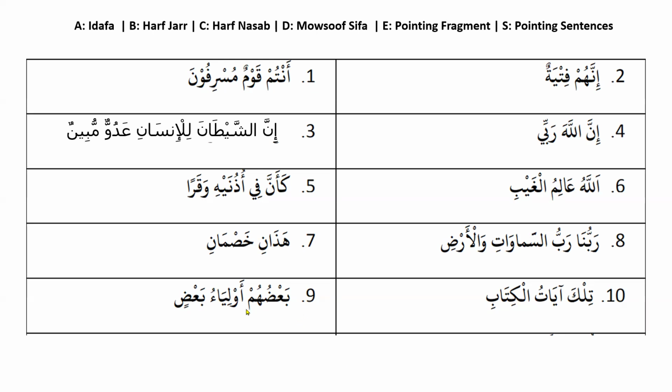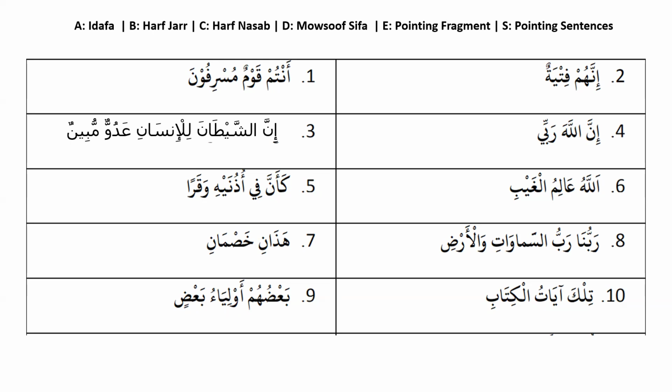Next, number 9. Ba'duhum awliya'u ba'din. This is a tricky one. Let's see who can do that. What does ba'duhum mean? Special mudaf. Yes, but what does it mean? Do you remember the meaning? Bad means after. No, that is with a dal. This one is ba'd, some of. Some of, yes. So ba'duhum means some of them.